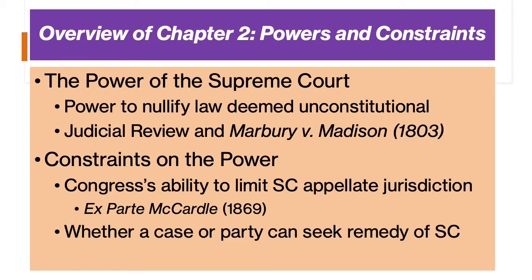And then finally, we're going to be talking in Chapter 3 about whether a case or party can seek remedy at the Supreme Court. That's also another way that the power of the Supreme Court is constrained. And this constraint comes from Article 3. The constraints all come from Article 3 in the Constitution. And so in the second lecture for topic 2, we're going to be taking a look at this thing called justiciability and standing to sue. So let's get started.